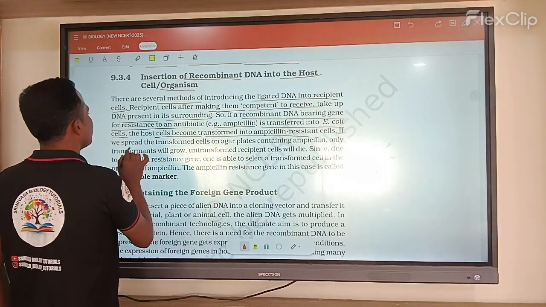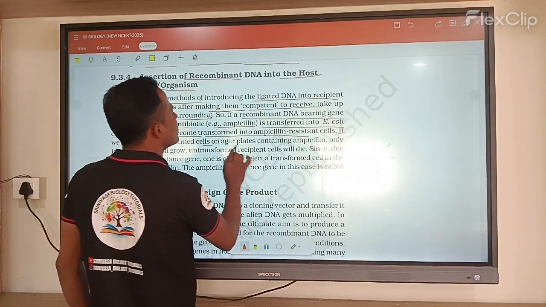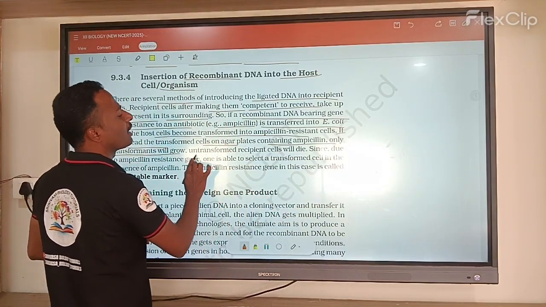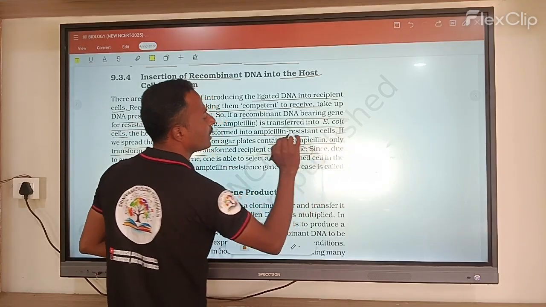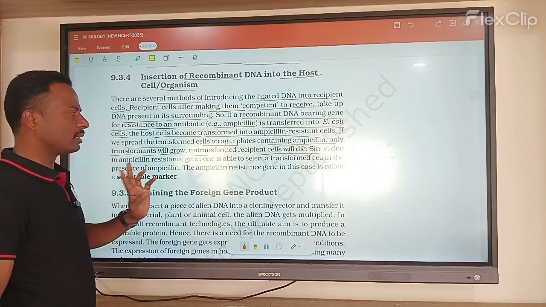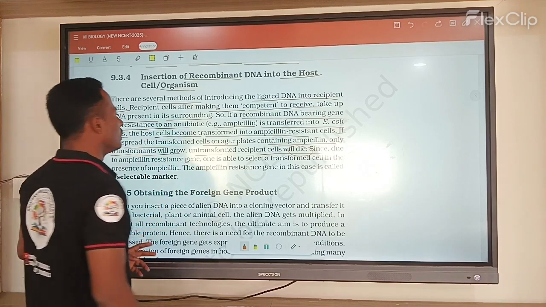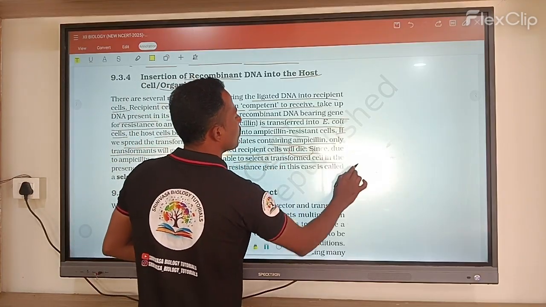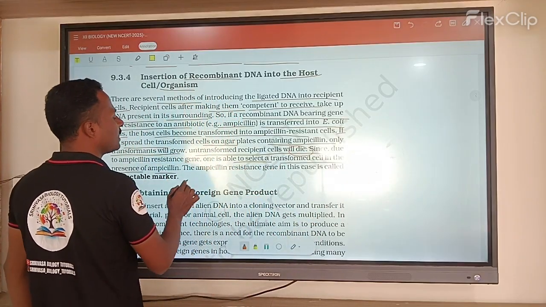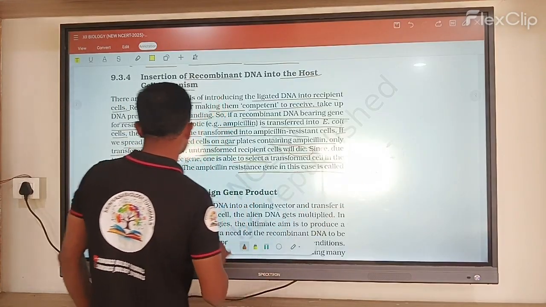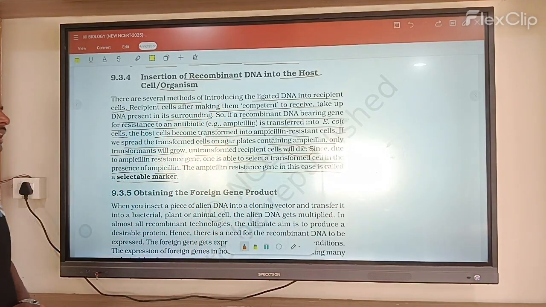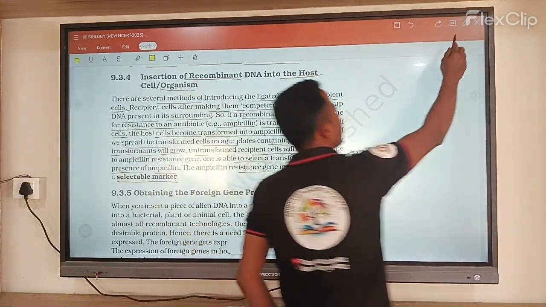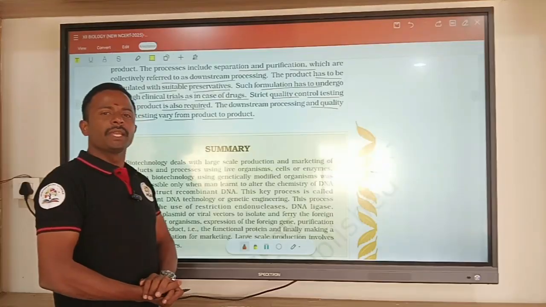Next, if we spread the transformed cells on an agar plate containing ampicillin medium, only transformed cells will grow, and untransformed cells will die. Only on ampicillin will they grow, but on tetracycline they do not grow. Due to the ampicillin resistance gene, we are able to select transformed cells in the presence of ampicillin. This ampicillin resistance gene in this case is called a selectable marker. So this ampicillin gene in this case we call what? It acts as a selectable marker. Remaining topics we will discuss in the next class.